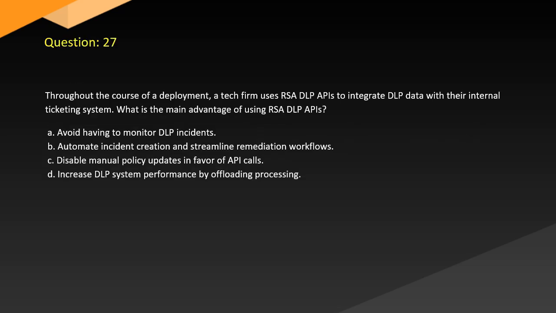Question 27. Throughout the course of a deployment, a tech firm opts to integrate DLP data with their internal ticketing system. What is the main advantage of using REST APIs? A. Avoid having to monitor DLP incidents. B. Automate incident creation and streamline remediation workflows. C. Disable manual policy updates in favor of API calls. D. Increase DLP system performance by offloading processing.